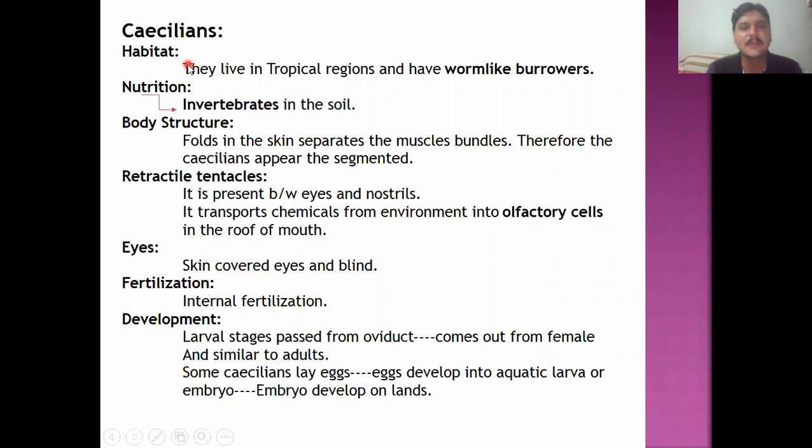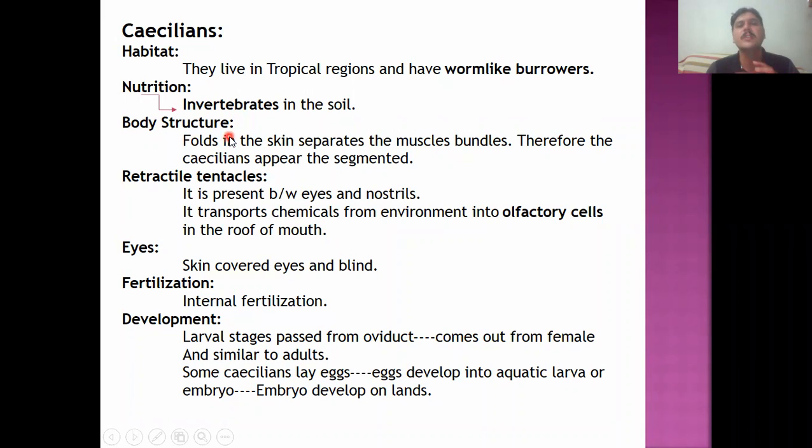So Caecilians, first of all, habitat: mostly tropical regions, regions with a very warm climate, and these are worm-like organisms. That's why they develop burrows inside the soil or inside the substratum. So these organisms are called worm-like burrowers. According to nutrition, they obtain their food from invertebrate organisms.